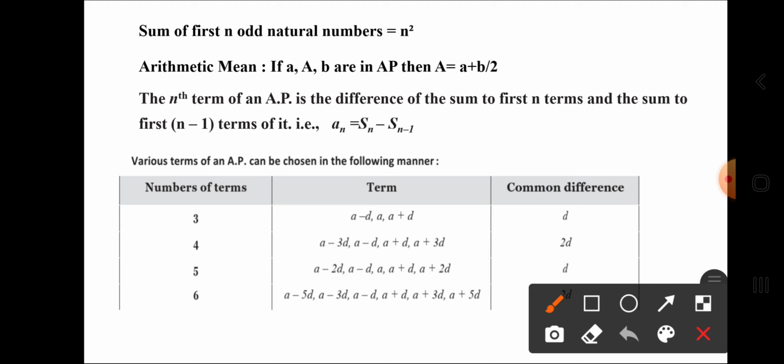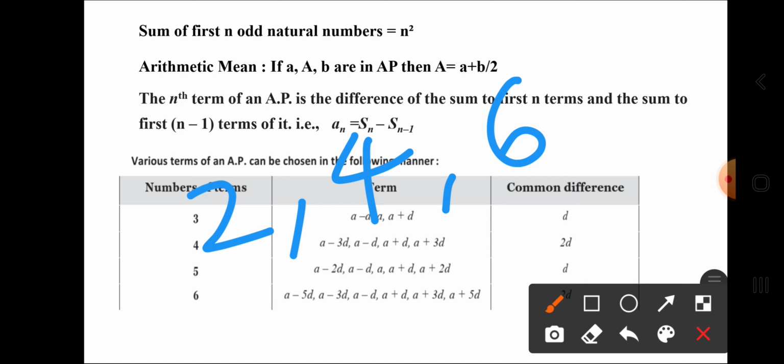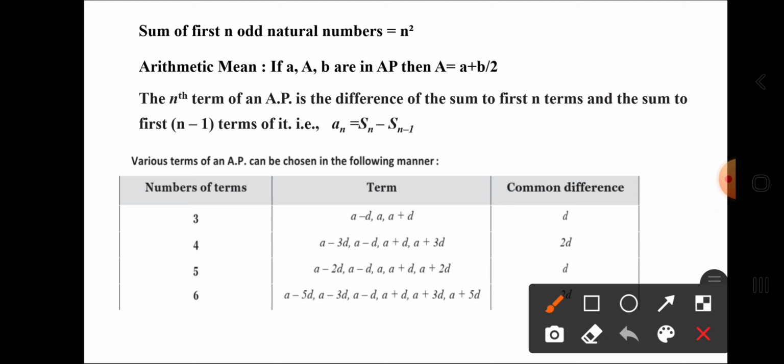For example, if you take an example of an AP 2, 4 and 6, its sum will be 12, whereas the product will be 48. He will be given that the sum of the first three terms is 12 and the product of the first three terms is 48. Then find the terms. At that time we have to take the terms in this way, that is a minus d, a and a plus d.